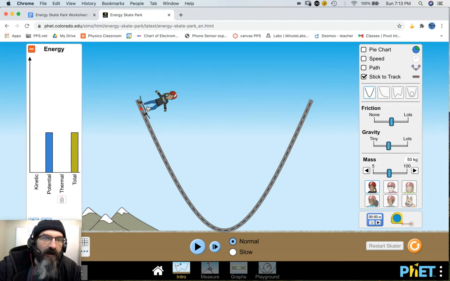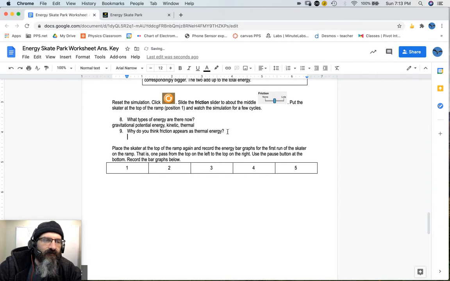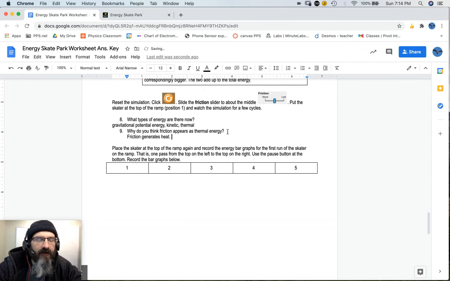Warm palms. All right, so why do you think friction appears as thermal energy? Why does it appear as thermal energy? Well, friction generates heat. The molecules, the interaction of the molecules as things rub together, kind of gets them all worked up, gets them vibrating, and that's heat. We can go into it more, but that's my answer.